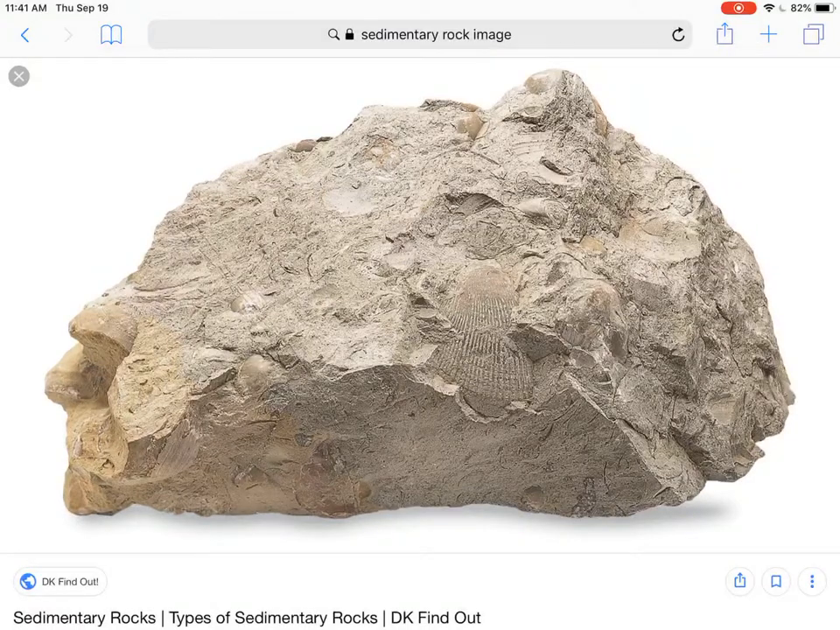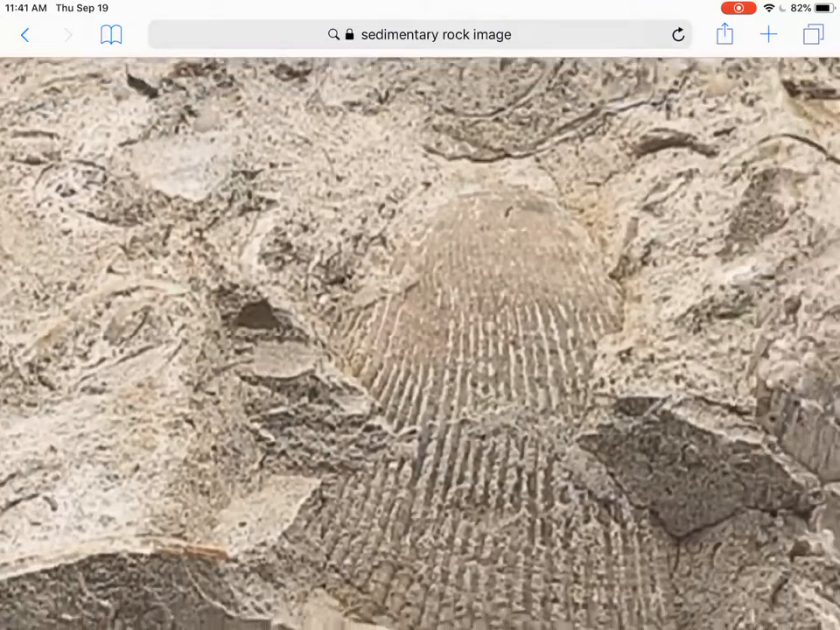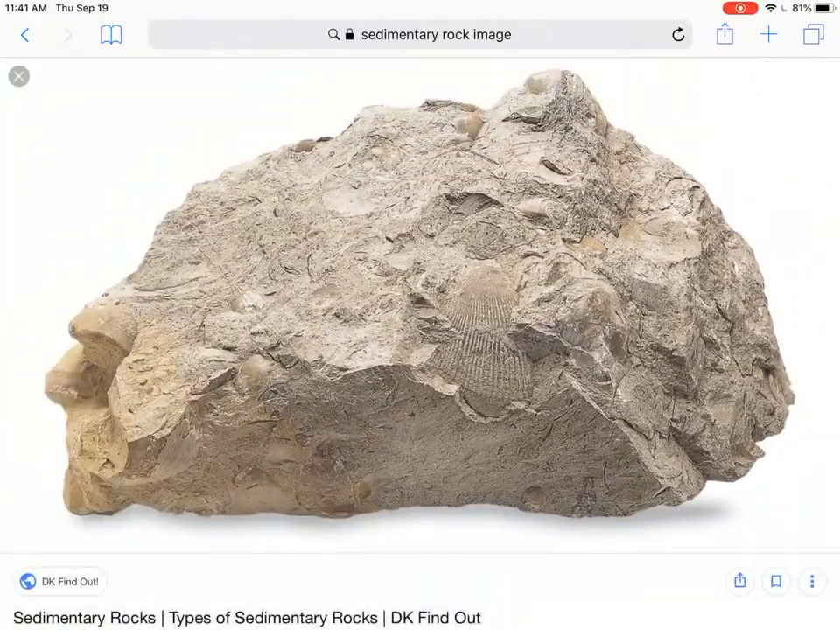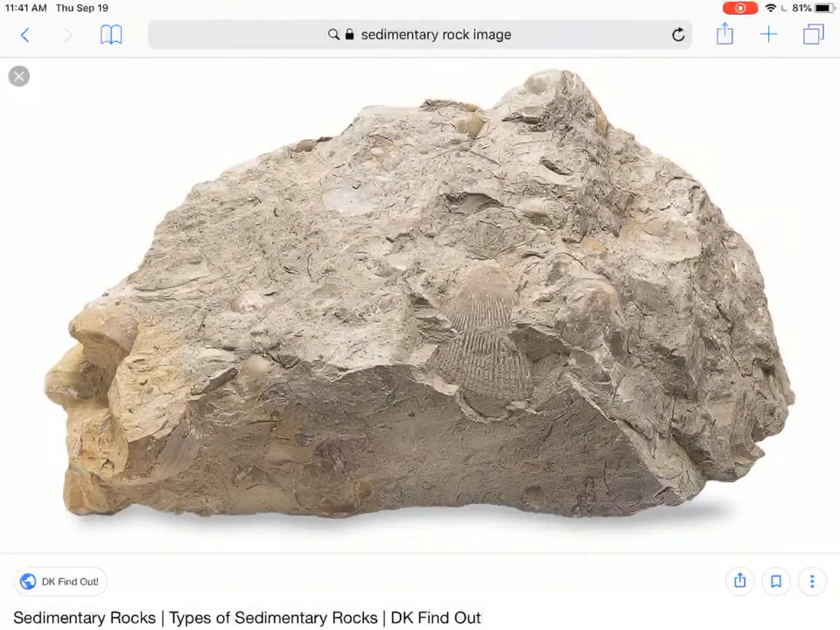Look at this sedimentary rock. Can you see the fossils in there? I can't. Yeah, I can. You see the fossil that has been imprinted in that rock? So we can learn a lot about the past by those rocks.